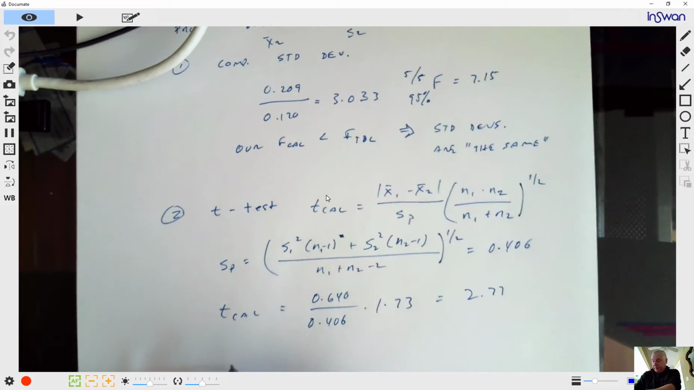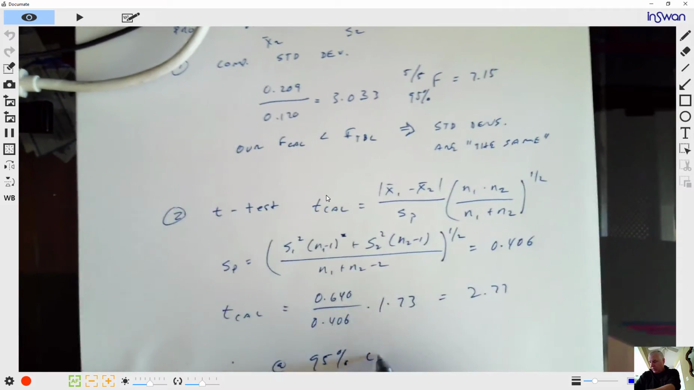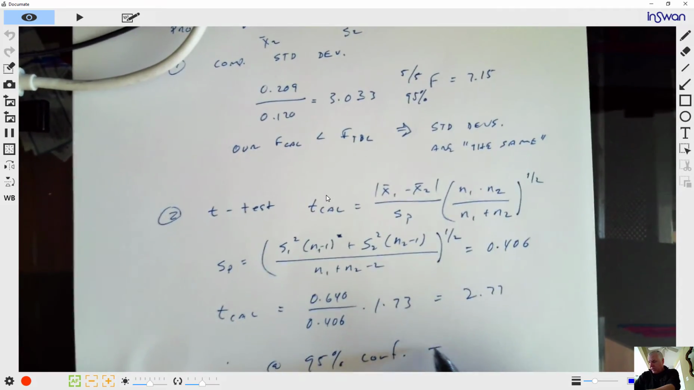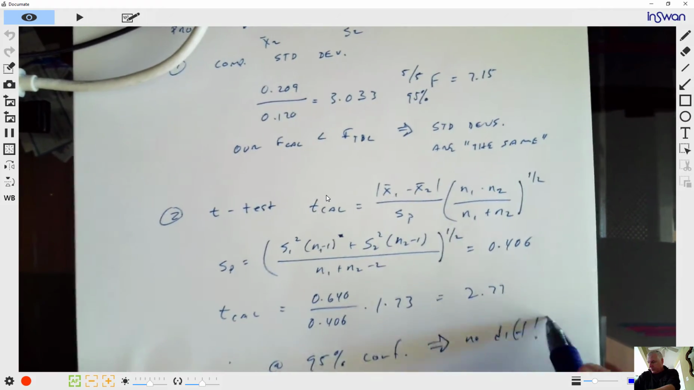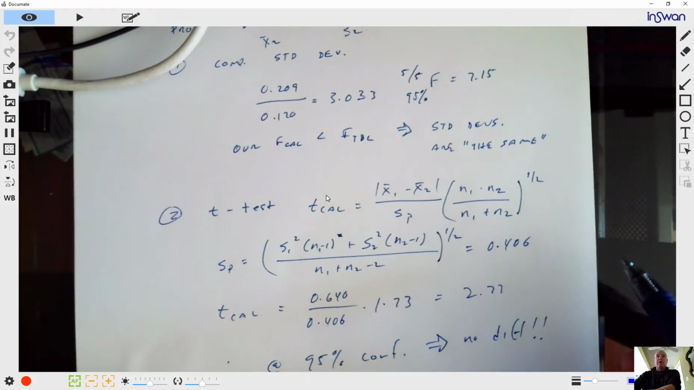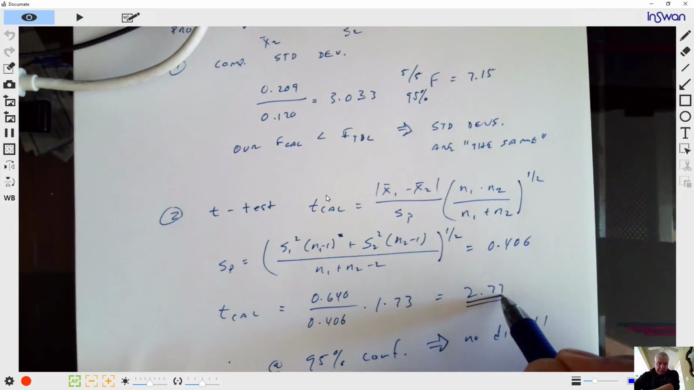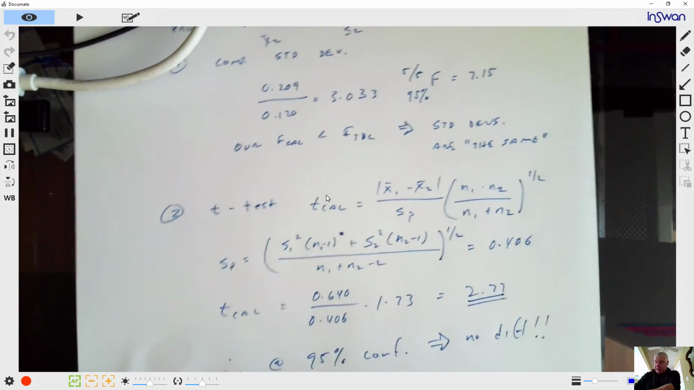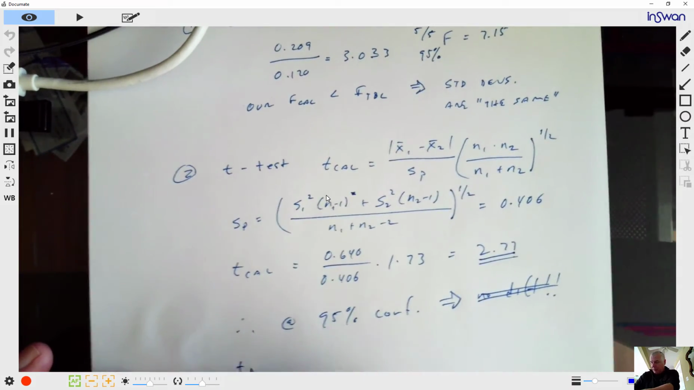Therefore, at 95% confidence, there is no difference. So, oh wait, sorry. No, I jumped the gun. That's 2.77. What we need to do is look at the T table.